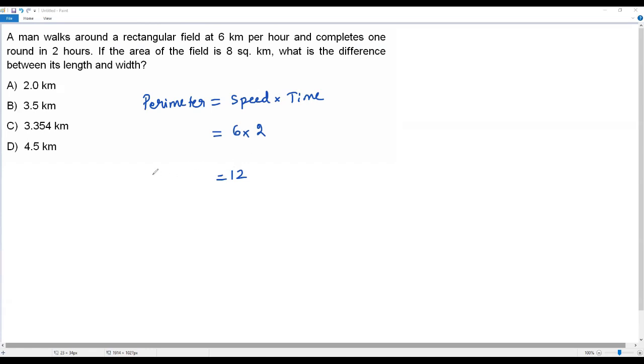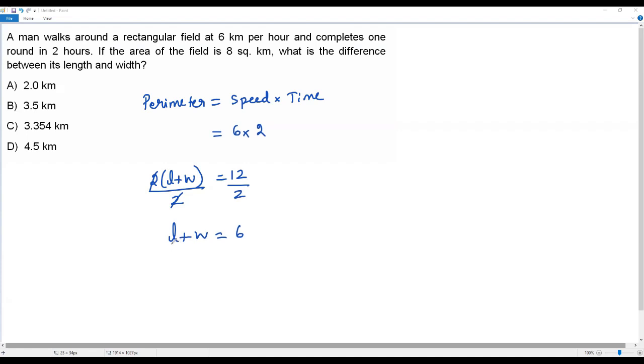And we already know the formula for the perimeter of a rectangle, that is 2 times (length + width). Now let me divide both sides by 2. When I do so, this 2 will cancel. I'm getting L + W equals 12 divided by 2, which is just 6. Now in this equation, I can solve for one of the variables in terms of the other.